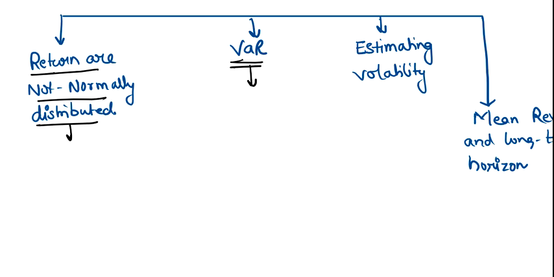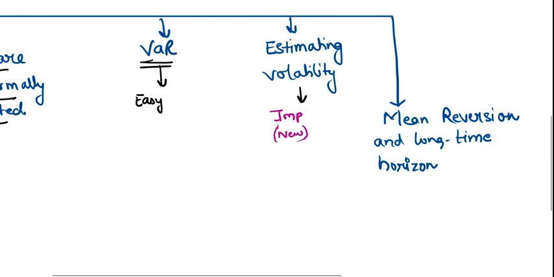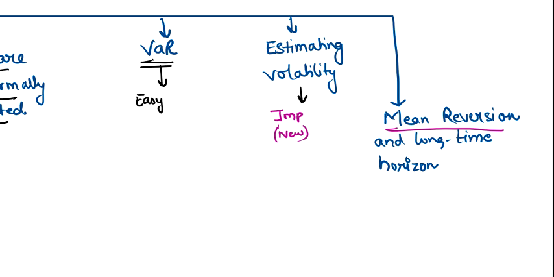The concept is going to be very easy and fast here. Again, when we are estimating the volatility, this portion is very important, and something new we are going to look at in this part. And mean reversion and long time horizon: again we are going to discuss some of the characteristics of the volatility. When I say mean reversion, what is the meaning of mean reversion?